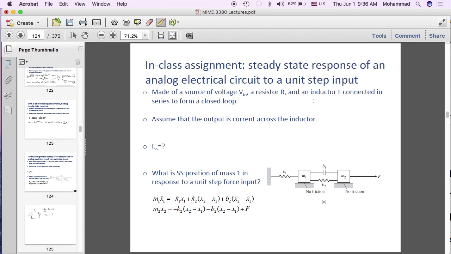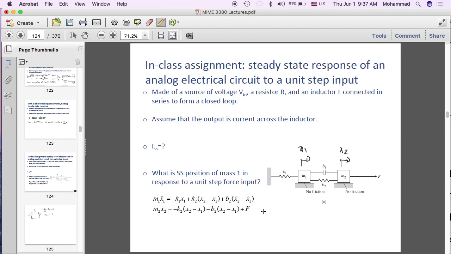Now let's look at this mechanical system. Let's apply the same concept to this mechanical system. We found the model for this system where x1 measures how much deflection we have from equilibrium in mass 1, and x2 measures how much deflection we have from equilibrium of mass 2. When you draw a free body diagram and write Newton's second law, you arrive at these two differential equations, and that's expected. They're two second-order systems, so two differential equations. So this is the question. What is the steady state position of mass 1 in response to a unit step force input? I'll give you a minute to calculate that.